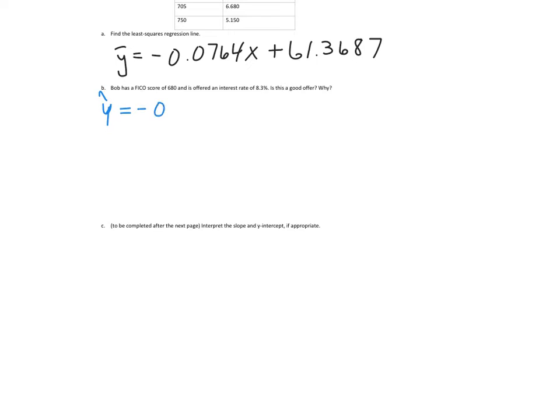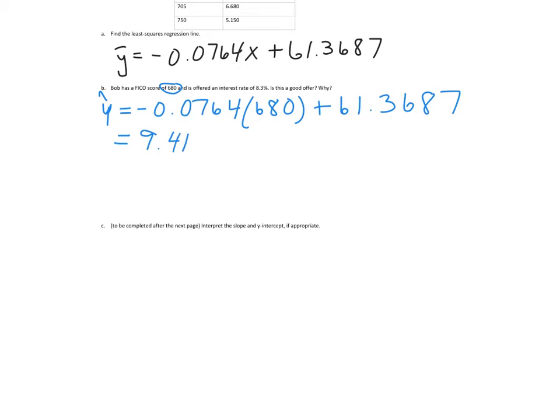So we have our least squares regression line, and the value of the explanatory variable is 680. And so the average interest rate at that credit score is this. All right, so again, remember this is the average interest rate as a percentage.